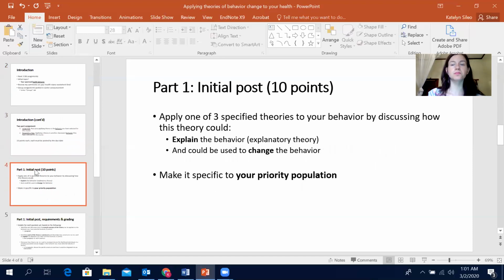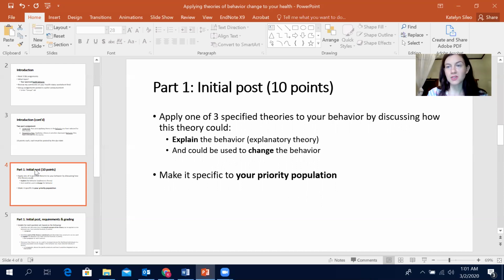Okay, so the general objective for the initial post is you have three theories for this first post that you can choose from, and you're going to use it to explain the behavior, which is what we call using the theory in an explanatory approach. And then you're also going to use it to explain how you can change your behavior. And this should be specific to your priority population. So don't make this so general. If you are focusing on Hispanic adolescents, then you should be explaining your behavior in Hispanic adolescents and changing the behavior in that group.